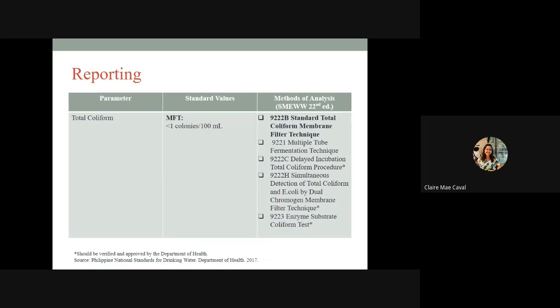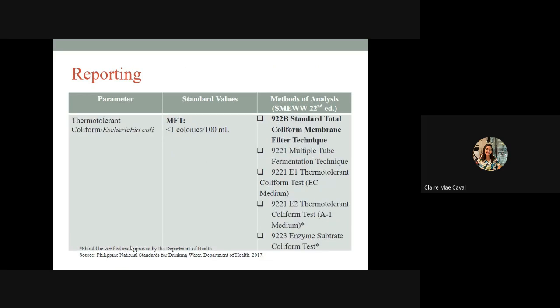So, in reporting, again, the standard value, this is the normal or accepted value, is less than 1 colony forming unit per 100 ml. These are the accepted methods of analysis, and the most commonly performed method is your membrane filtration technique. So this is from the Philippine National Standards for Drinking Water by the Department of Health, Administrative Order 2017. For E. coli, the same class, less than 1 is still the standard value, meaning that is the standard value considered as passing the result.